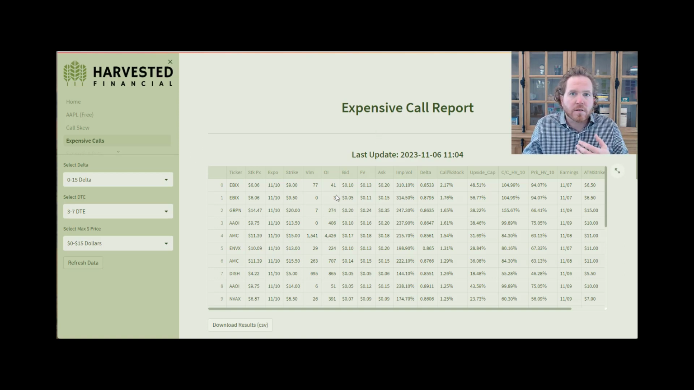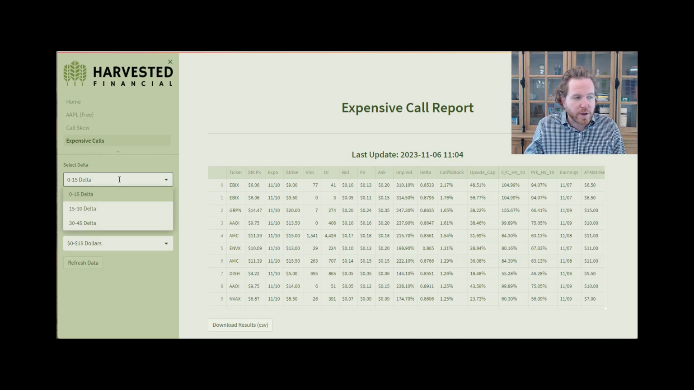So there are a couple different filters that you can use to approach the expensive calls report. Very similar to the expensive put report. Encourage you to take a look at that one also. But we can look at the delta range, we can look at the days to expiration, and we can look at the dollar price.